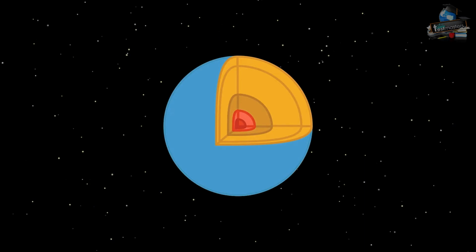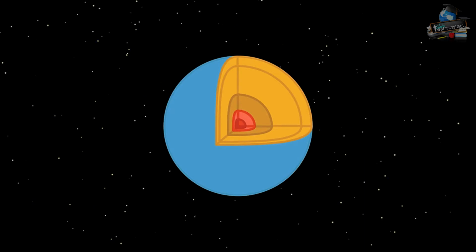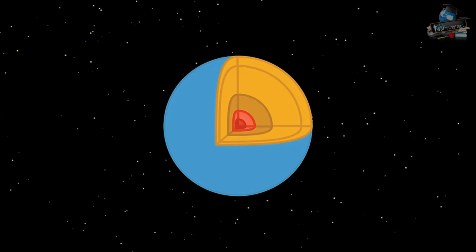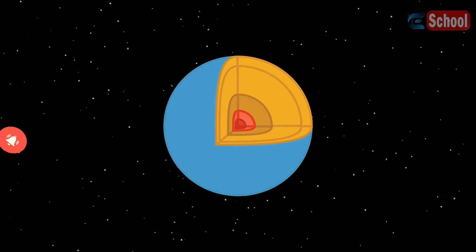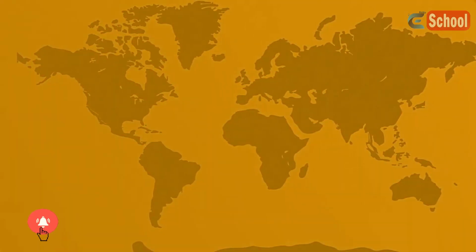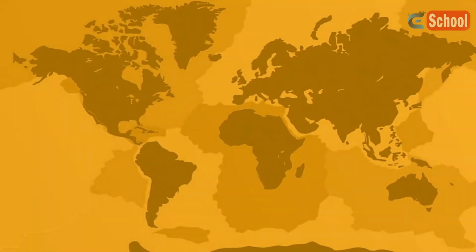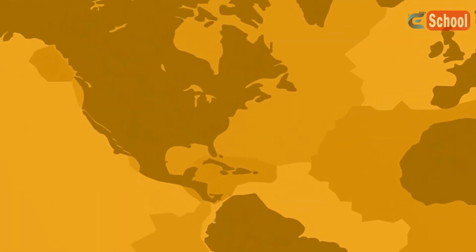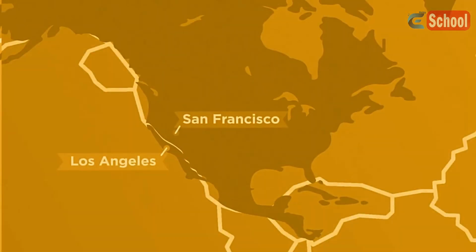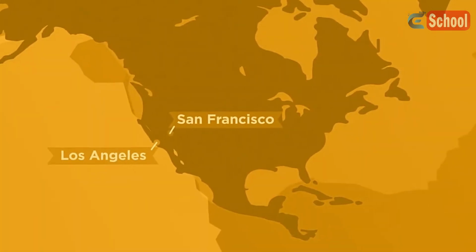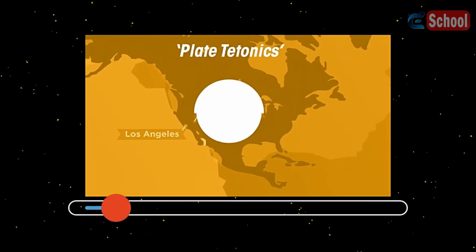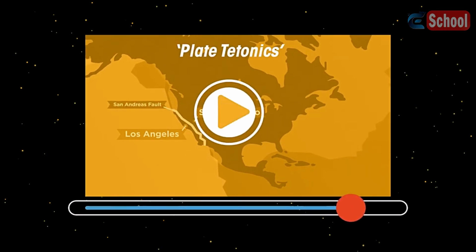We need to use something that will penetrate deep into the Earth and return information back to the surface. The Earth's surface is broken up into several tectonic plates, which are in constant, very slow motion. Earthquakes occur usually at the boundaries of these plates, as they move against each other. Watch our video on plate tectonics.